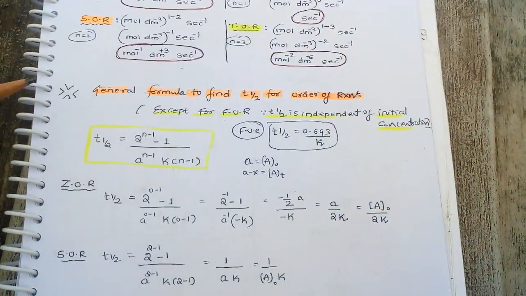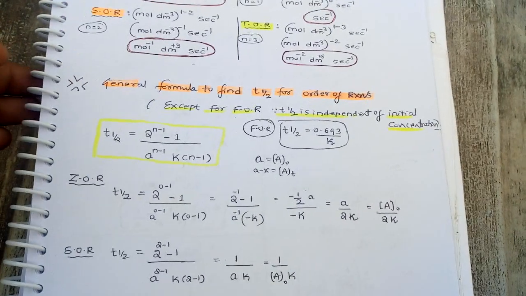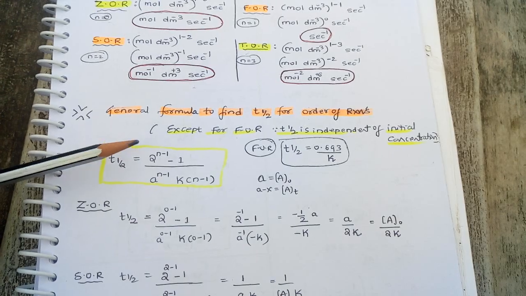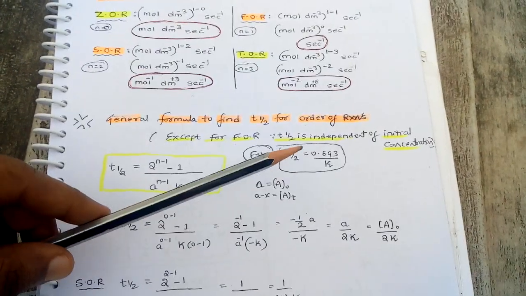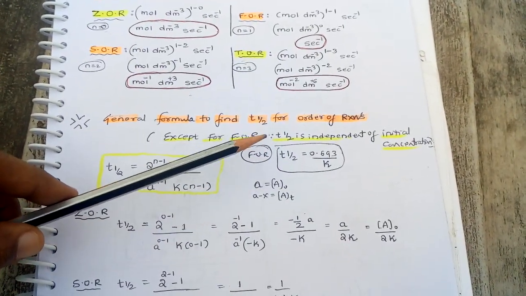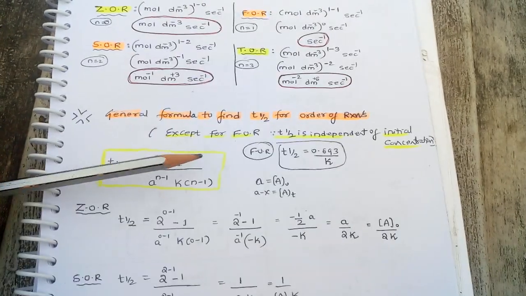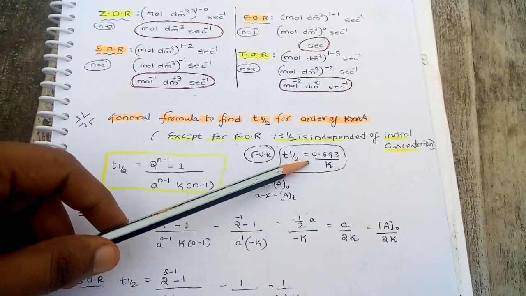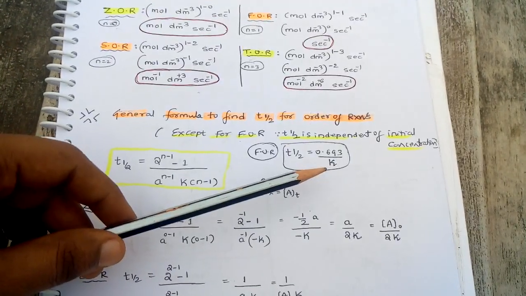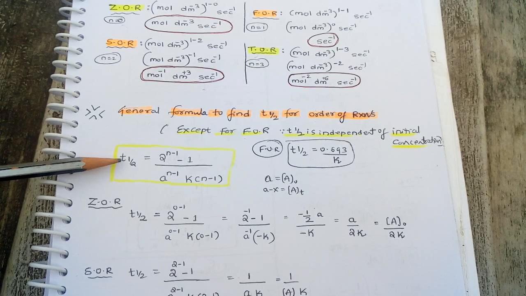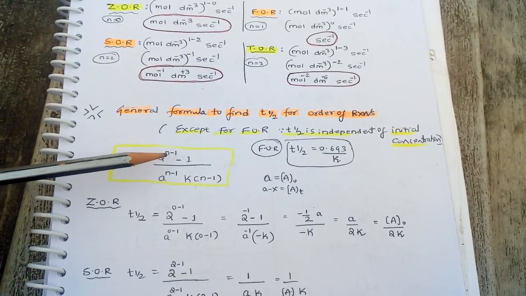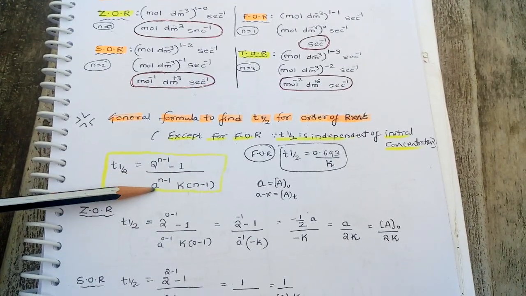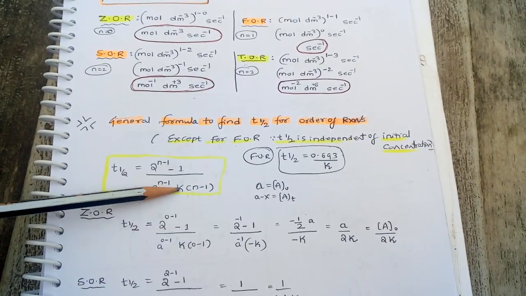The second trick is the general formula to find half-life for order of reactions. This formula is not applicable to a first order reaction, because in a first order reaction T half is independent of initial concentration. For a first order reaction, T half is calculated by the formula 0.693 divided by K. The general formula is T half is equal to 2 raised to n minus 1, divided by a to the power n minus 1, K into n minus 1.